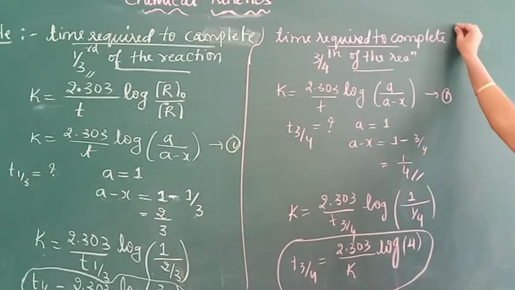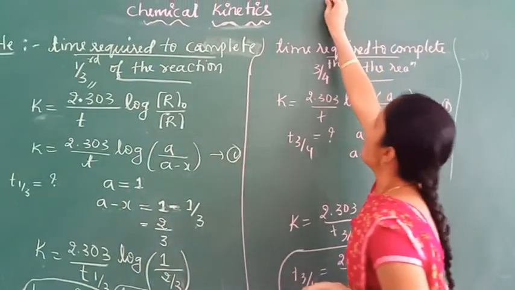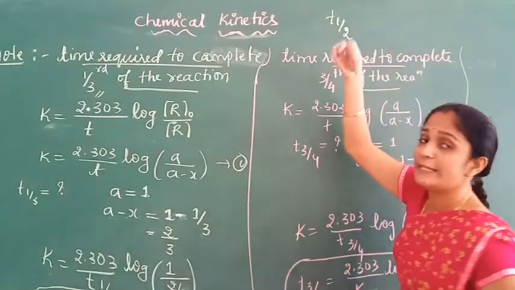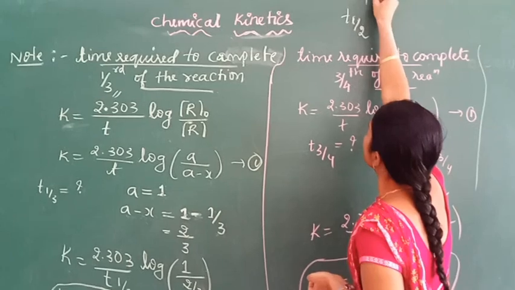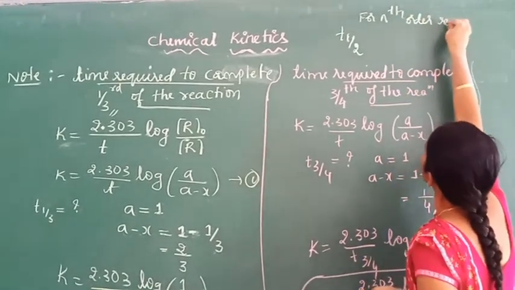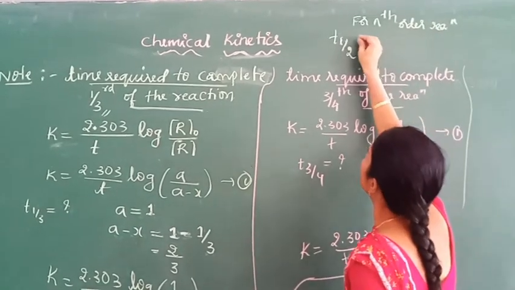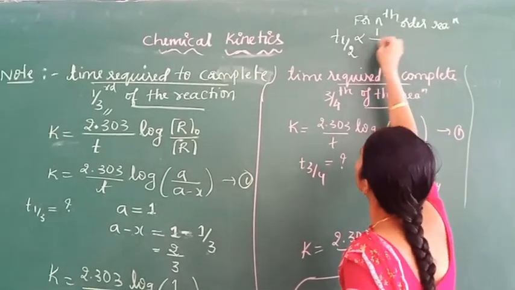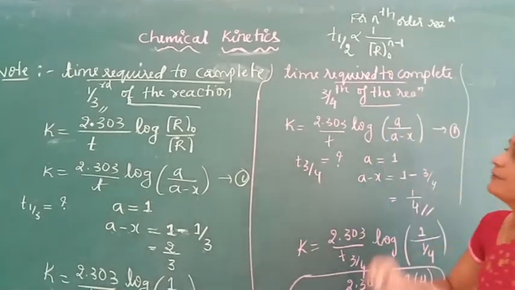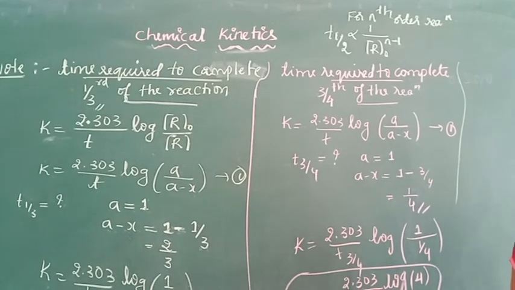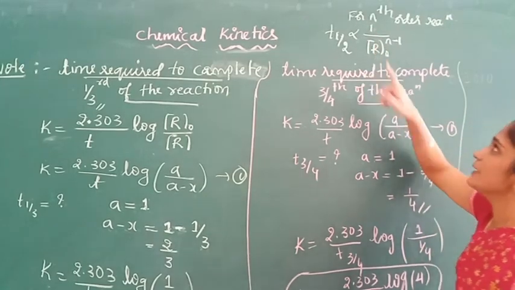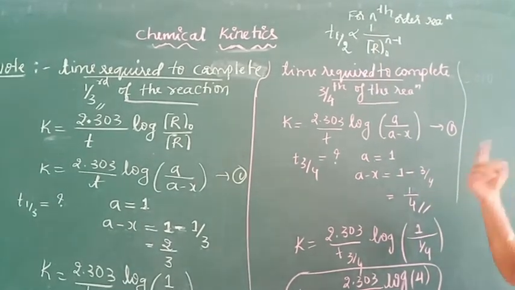So in general, half-life period for nth order reaction, t half is inversely proportional to R naught to the power of n minus 1. So this is the general formula for nth order reaction. Half-life is inversely proportional to R naught to the power of n minus 1.